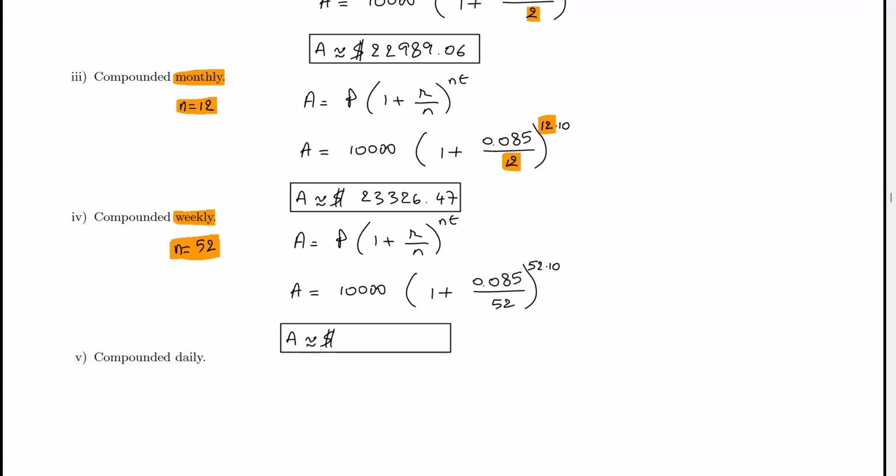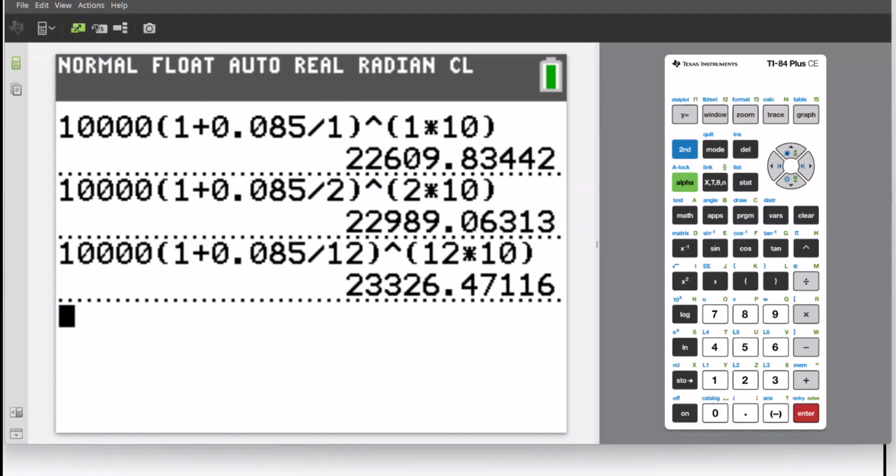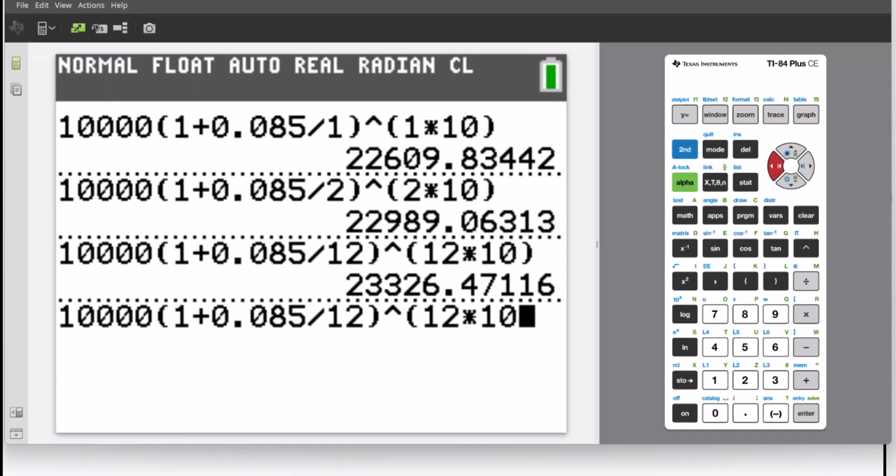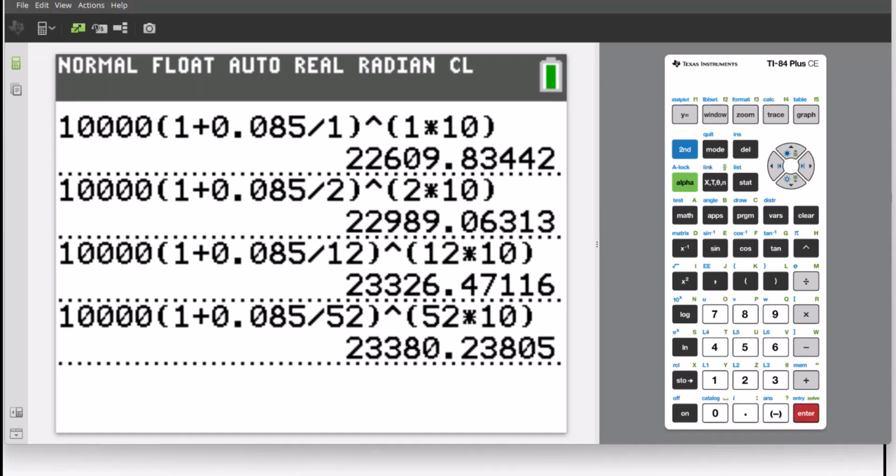Everything else basically stays the same: the amount being invested every single time, and it's the same number of years, 10 years, so same principle. So again, the only thing I need to change on my calculator screen is the 12. I need to make it 52. So I'm going to click second enter, go back all the way to the denominator and type 5 on top of the 1, so that makes it 52. And same thing again in the exponent. So 52 times 10 will be 23,380.